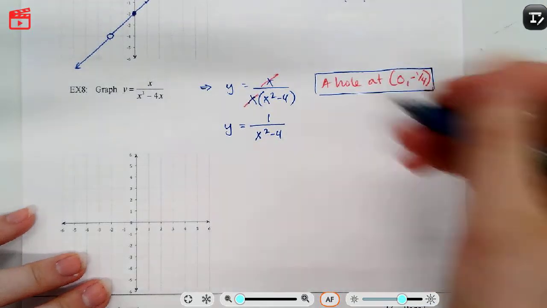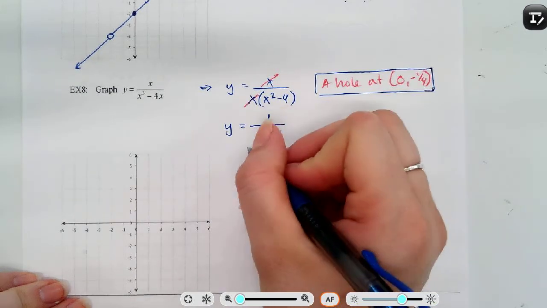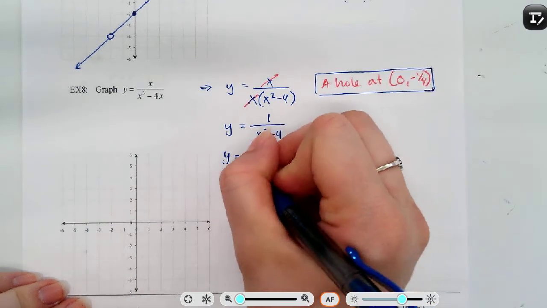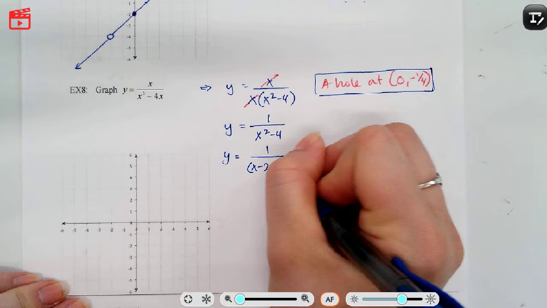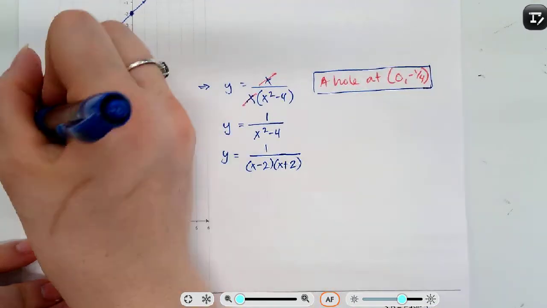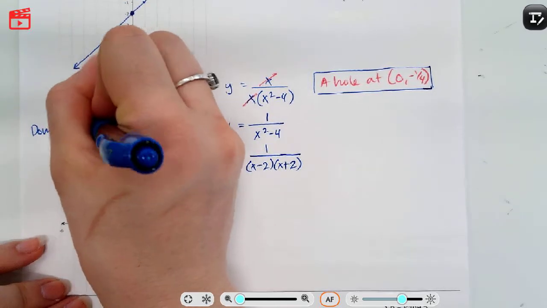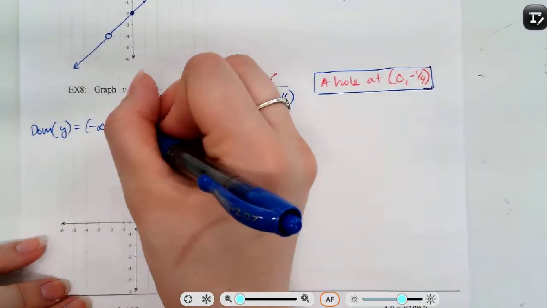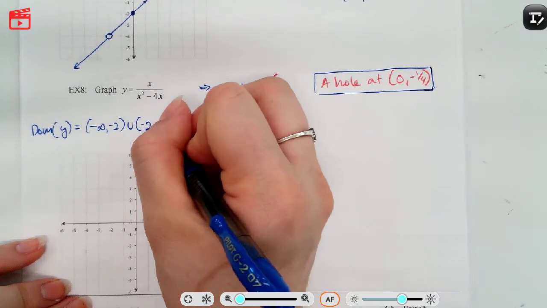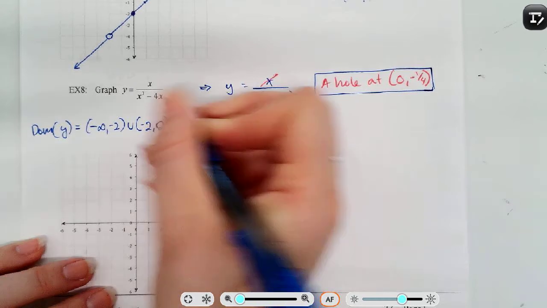All right, so vertical asymptotes. Well, let's find our domain first. The domain, when I factor out the bottom, we know we cannot use negative 2 and positive 2. So the domain of y, taking out negative 2 and positive 2, but everything else remains.